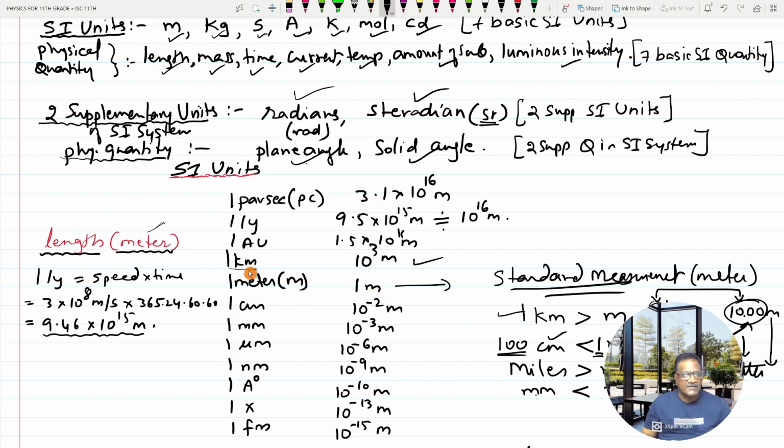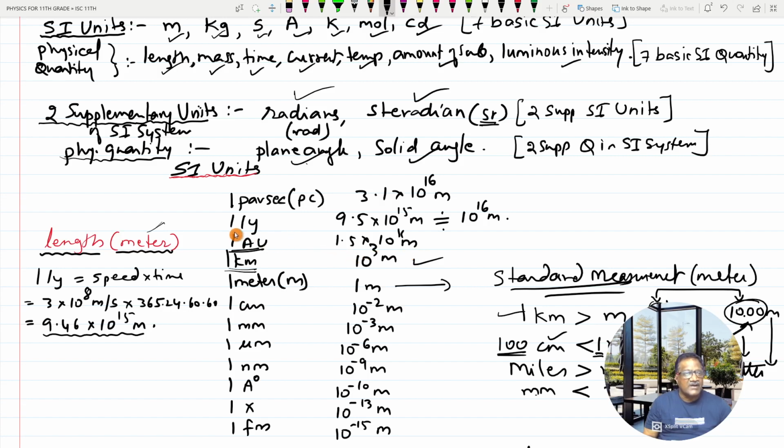1 kilometer is a unit which is bigger than meter. Then you have one astronomical unit. AU is the short form; the full form is astronomical unit. Now this is still bigger than kilometer. One astronomical unit is equivalent to 1.5 into 10 raised to 11 meters. Okay, it is equal to 1.5 into 10 raised to 11 meter, right?